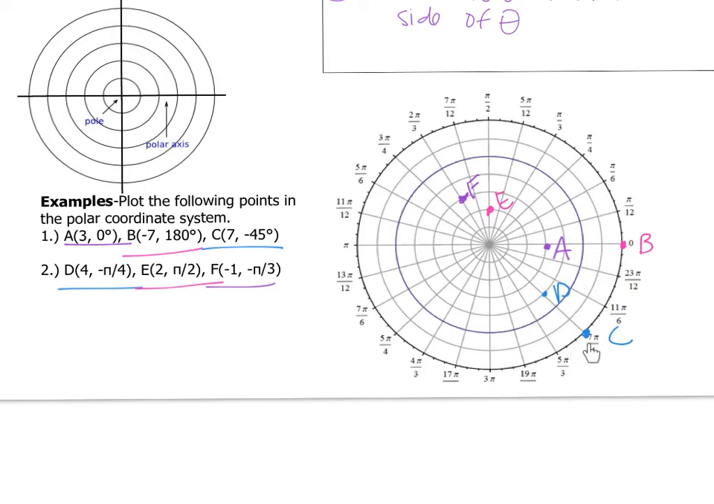So D for negative pi over 4. Negative pi over 4 is here, along that terminal side, 4 units. Point E, 2 pi over 2. So pi over 2 is here, 2 units up. And then F is probably the toughest one. So you need to go to negative pi over 3, which is right here. And then you are going, oh, I went too far. You are actually just going 1 unit from there. So F should be right here.